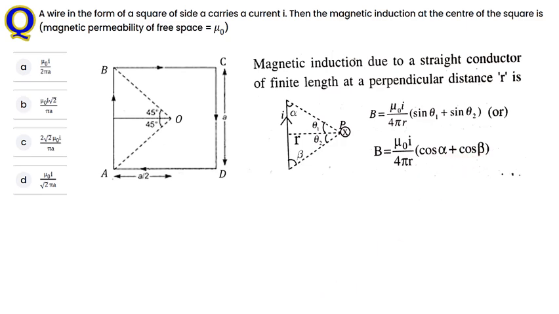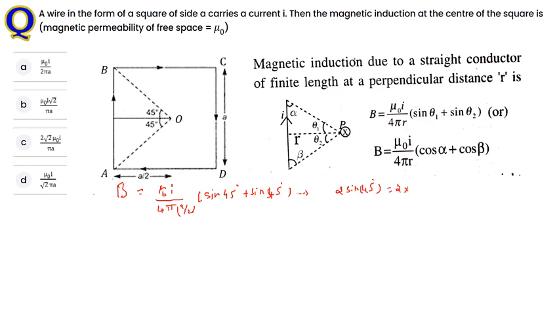For this one, let me tell you, for the first case I just mentioned in this one, B is equal to mu naught I divided by 4 pi r. Here the perpendicular distance is a by 2, into sine of 45 degree plus sine of 45 degree. Sine of 45 degree plus sine of 45 degree here is 2 sine of 45 degree, that is 2 into sine of 45 degree. That one here, sine of 45 here is 1 by root 2.